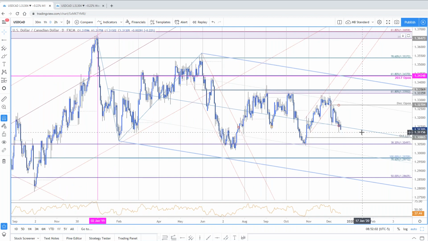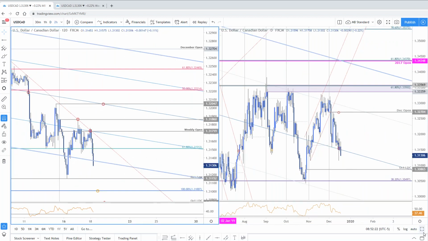The only thing I wanted to highlight is monthly open resistance at 32.70. That's my near-term bearish inval. Next downside targets, 30.86 and 30.50: the October low day close and the 38.2 that we just discussed on the weekly charts. All right. Here's Loonie on the intraday, and here's what we've been focused on.